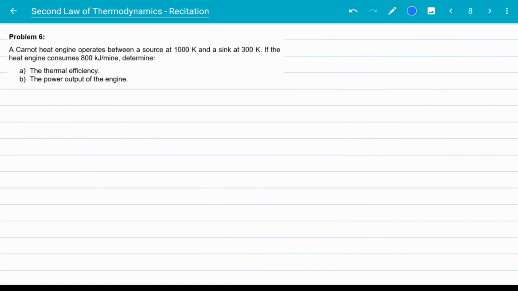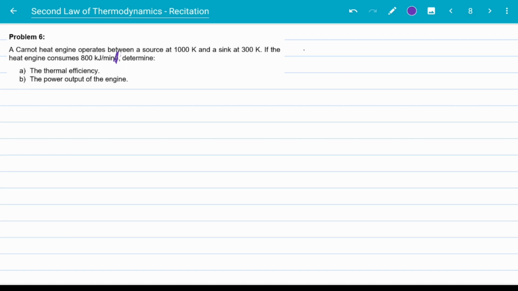Okay, problem 6. We have a Carnot heat engine that is operating between a heat source of 1000 Kelvin and a heat sink at 300 Kelvin. Now, if this heat engine is consuming 800 kilojoules per minute, that E shouldn't be there, it's not mine, it's min, determine the thermal efficiency and the power output of the engine. First, this shouldn't be here.